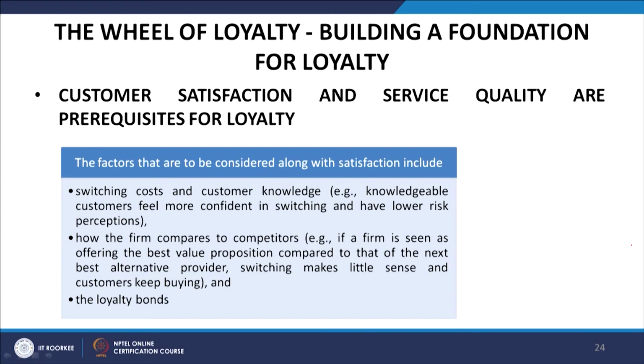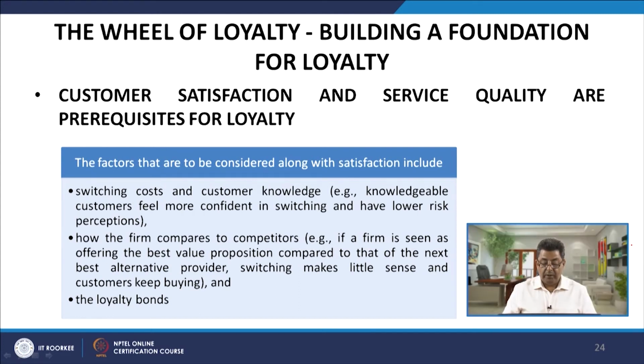So, what are these factors? The factors to be considered along with satisfaction include, first, switching costs and customer knowledge. Knowledgeable customers feel more confident in switching and have lower risk perceptions. The second thing is how the firm compares to competitors. For example, if a firm is seen as offering the best value proposition compared to the next best alternative provider, switching makes little sense and customers keep buying. And the third is the loyalty bonds. So, in addition to satisfaction, the presence of these three things is necessary for customer loyalty.